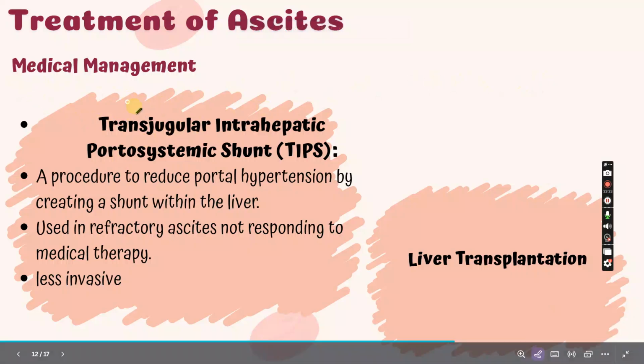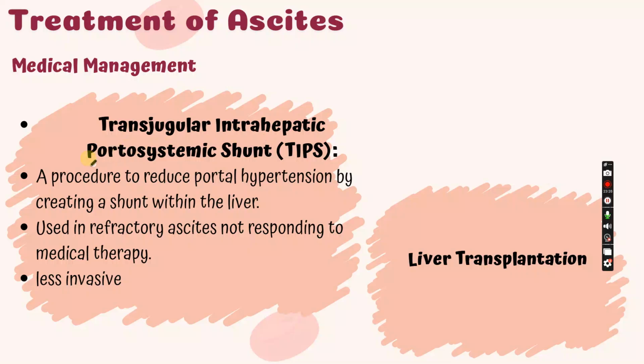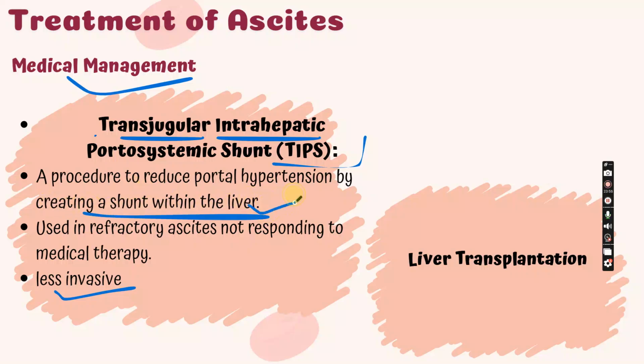Okay, so next is the transjugular intrahepatic portosystemic shunt, also known as TIPS. So what is this? This is a less invasive procedure to reduce portal hypertension by creating a shunt within the liver. If we reduce the portal hypertension, then eventually the patient will feel less discomfort.